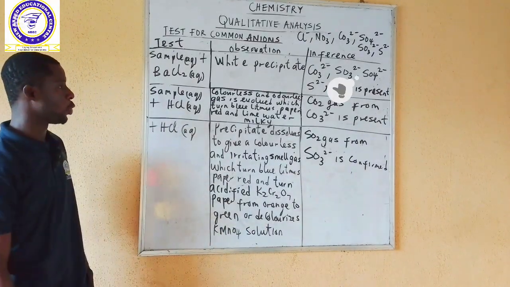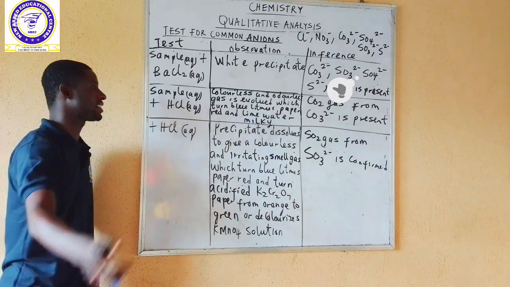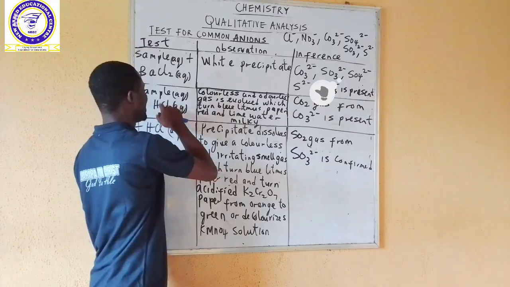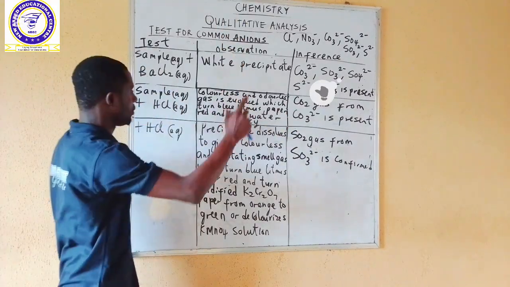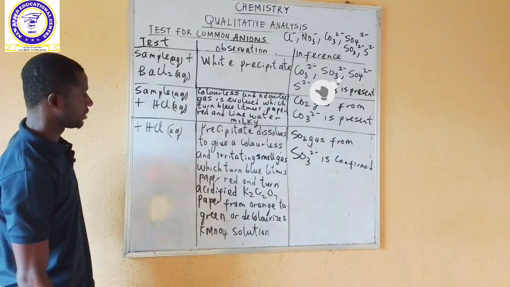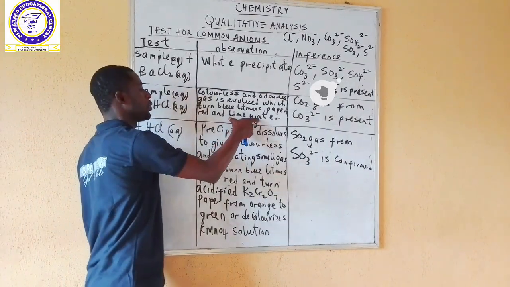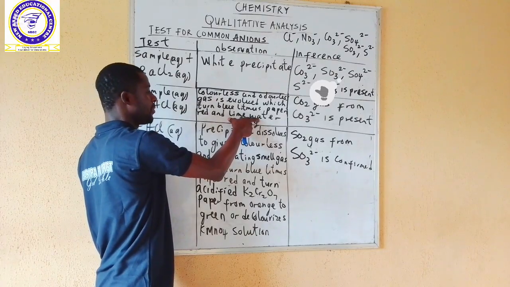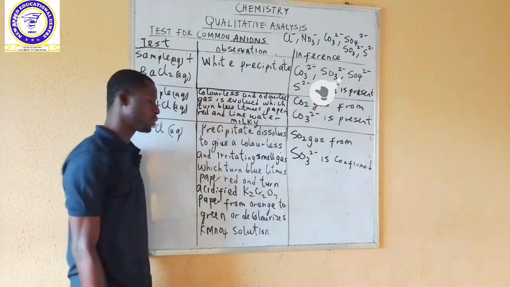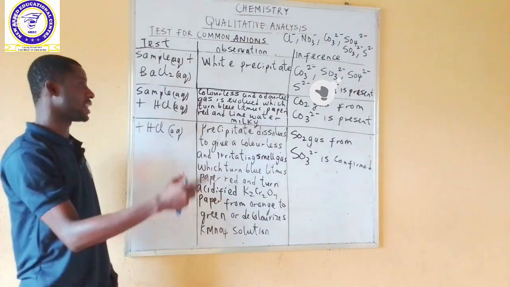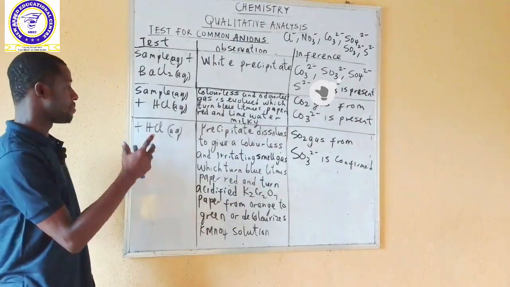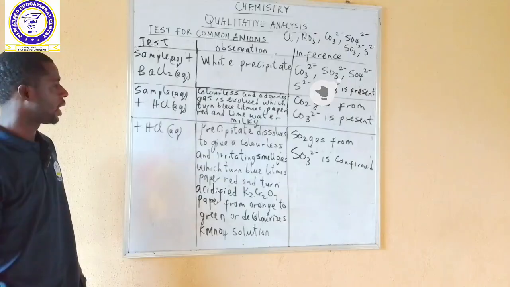You add HCl to the test sample directly, and if CO3 2- is in that test sample, CO2 gas will be evolved, and this is the observation of CO2 gas. Our peculiar chemical reagent to test for CO2 gas, if it's present in a chemical sample, is lime water: CO2 gas turns lime water milky when it is allowed to pass through it. That is another way to test for CO3 2-.